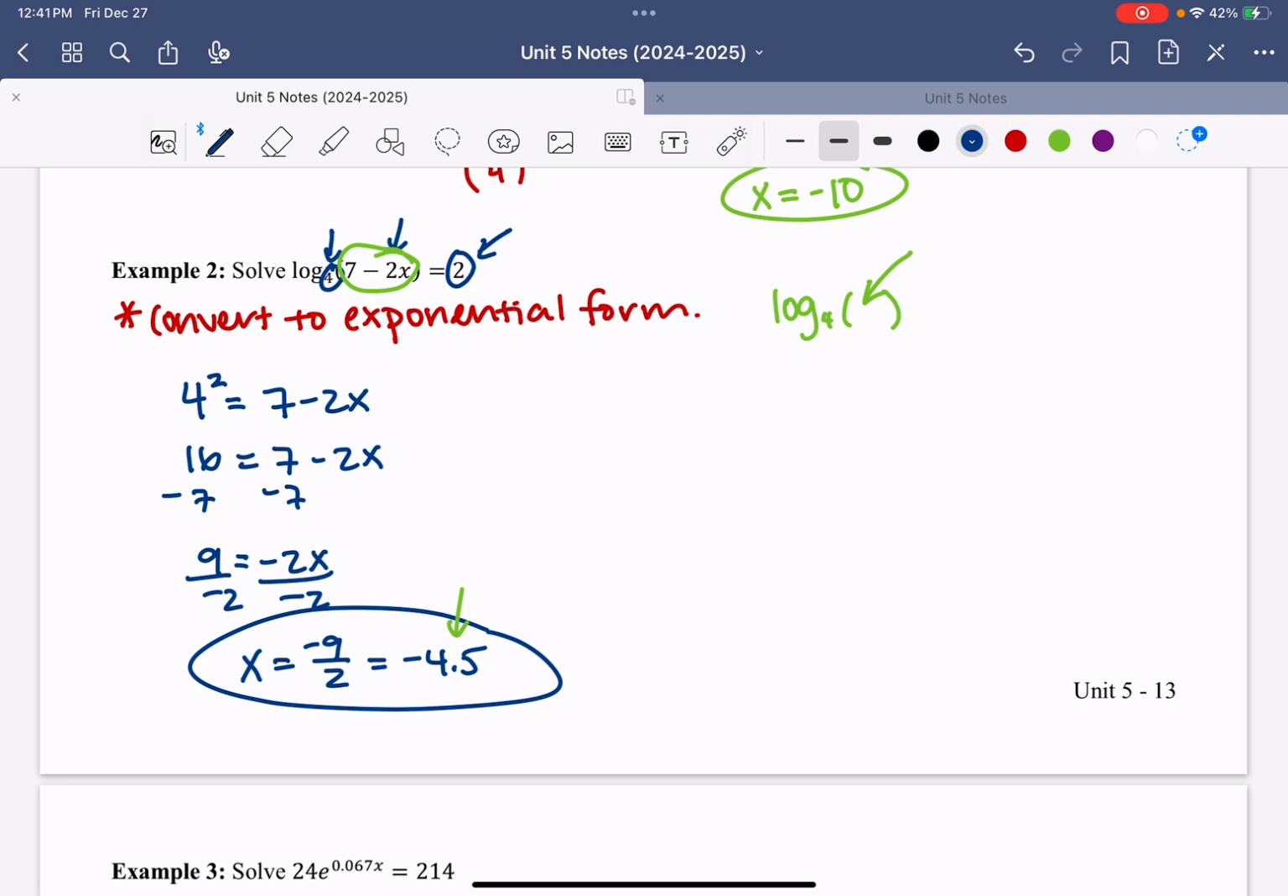So let's go ahead and do that. So, checking for extraneous: I'm going to have log base 4 of 7 minus 2 times negative 4.5, and it's equal to 2.